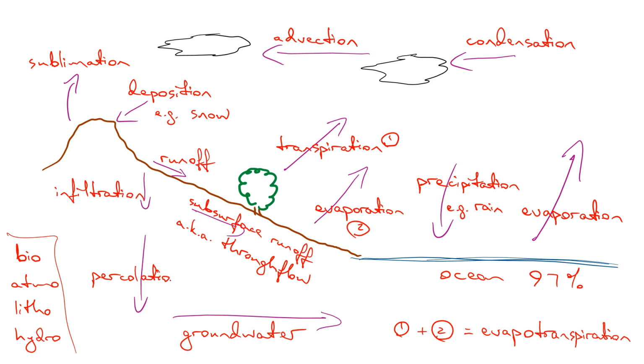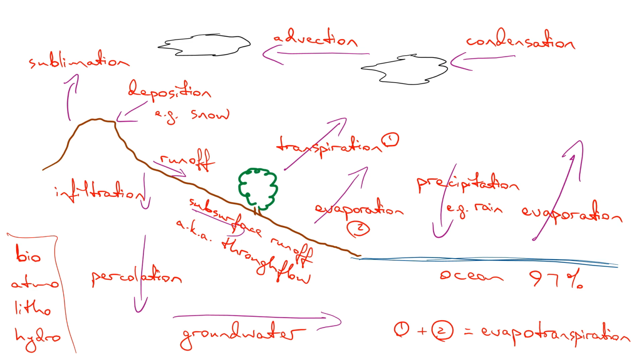Remember, sometimes science just makes sense. If it infiltrates, well, let's call it infiltration. Then it percolates down, well, let's call it percolation. So a lot of times science just makes sense, right? Sometimes it might seem not so much, but sometimes it does. And there we go. So that's the water cycle.